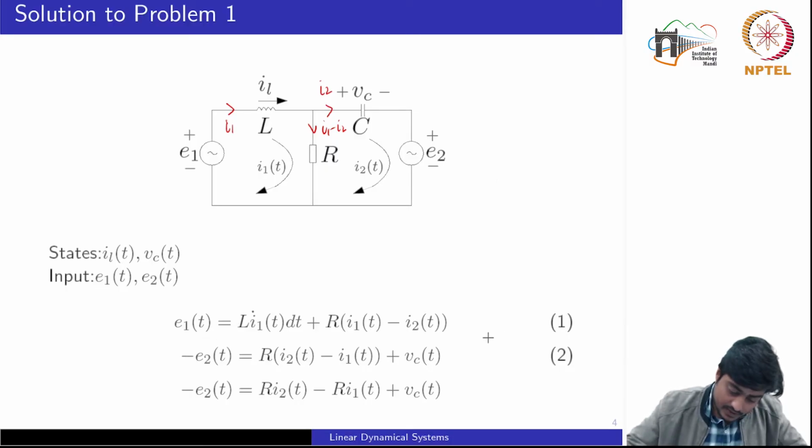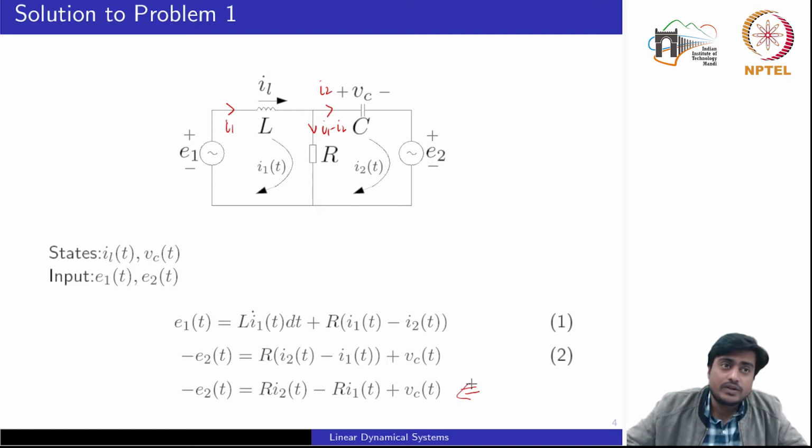So first we'll write this first equation for loop 1, which is nothing but E1 is equal to L di1 by dt plus R times (I1 minus I2), if we take the entire loop. Similarly, for the second loop, we can write minus E2, because the current is flowing in the opposite direction, which is equal to R times (I2 minus I1) plus the voltage across the capacitor. After this simplification, we obtain this next equation, which you can see more closely.